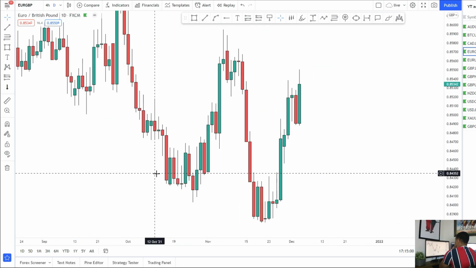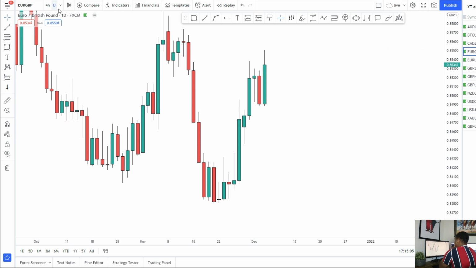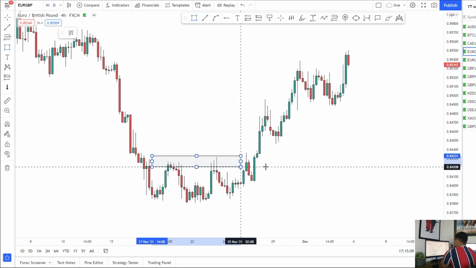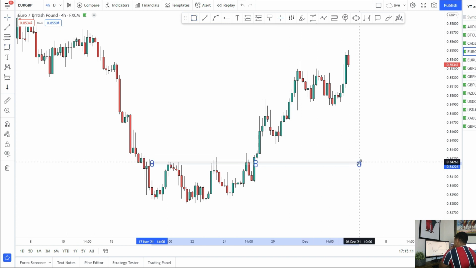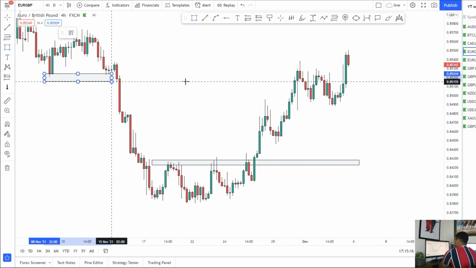Okay, so Euro Pound, as you can see, quite a bullish week. Price continued to the upside. Coming into the week, we were looking for buys for this pair. We were looking for the break and retest of this level. We had the break the week before, so this week we were looking for the retest of this, for continuations back up into this zone.